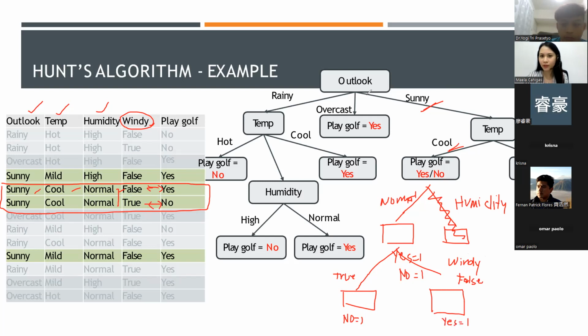So if we're going to interpret this line, it's going to be the player will only play if the outlook is sunny, the temperature is cool, the humidity is normal, and it's not windy because it's false. And yes, so most likely the player will change his mind if the wind is very high, let's just say, if it's very windy. So that's how we can interpret the decision tree.